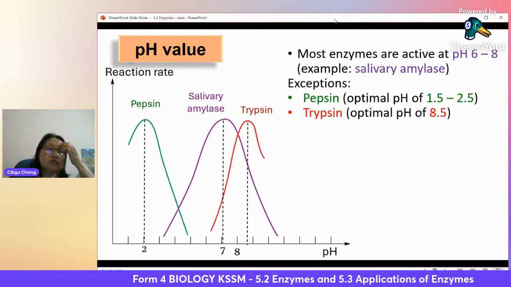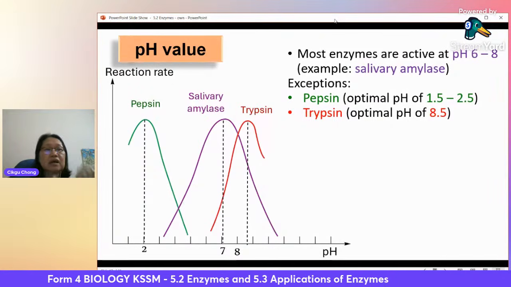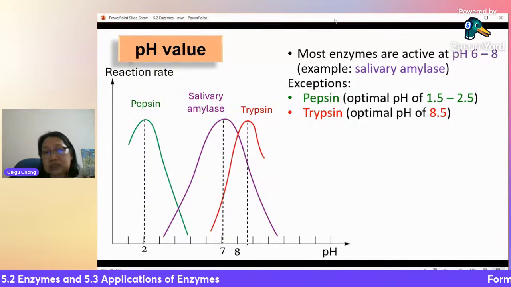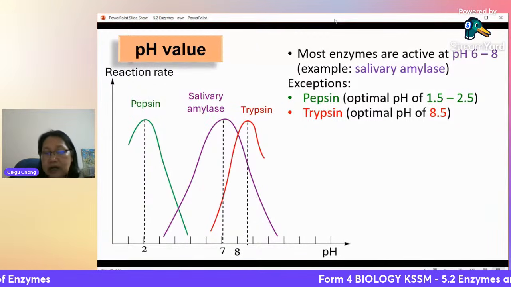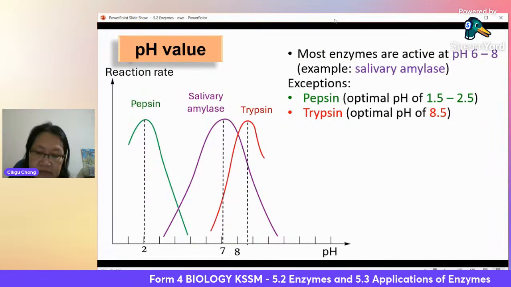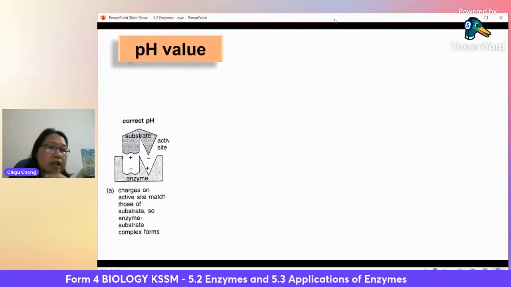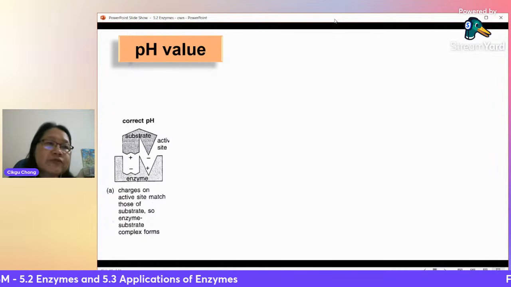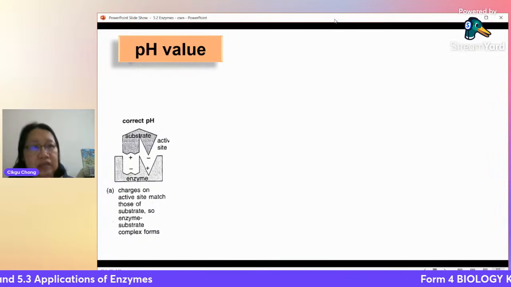So you just remember P, A, and T. Pepsin, amylase, trypsin. PAT. One is acidic. Amylase is neutral. The other one is alkaline. Next one. Now pH value. Why does a change of pH value make the enzyme not active?